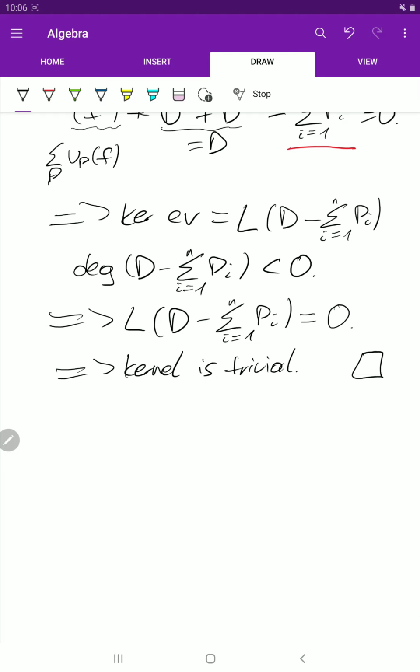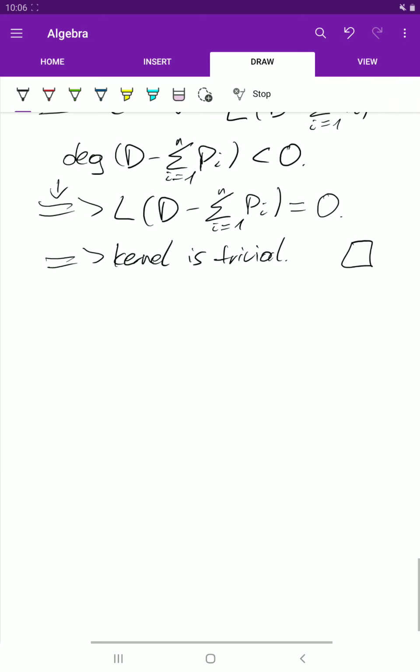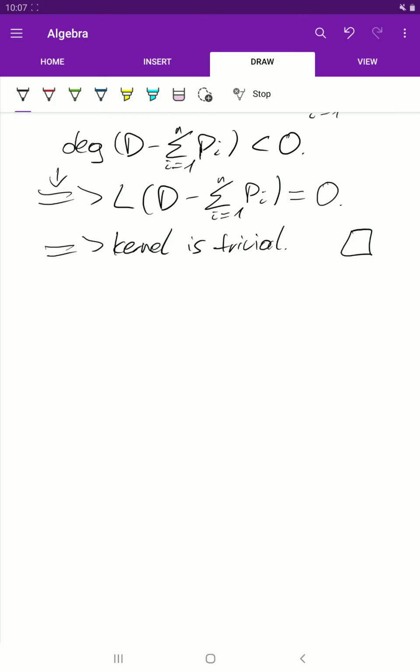If you want, you can think about this implication a little more and prove it as an exercise. So that's this piece here. That's quite useful often, that if the degree is negative, then this L of the divisor is just 0.